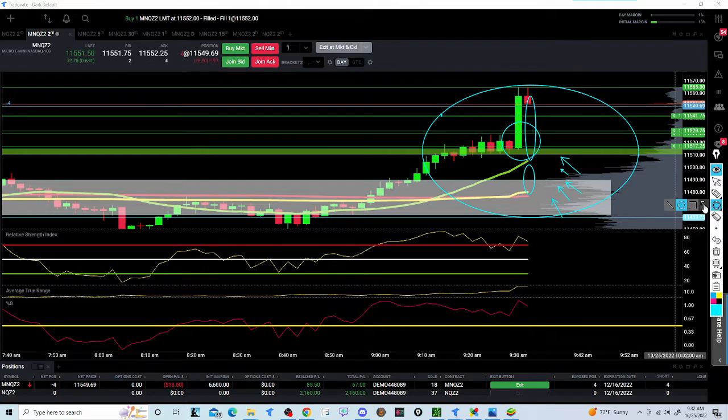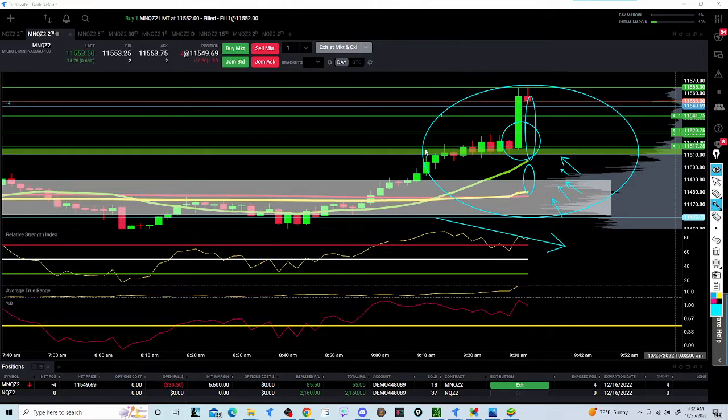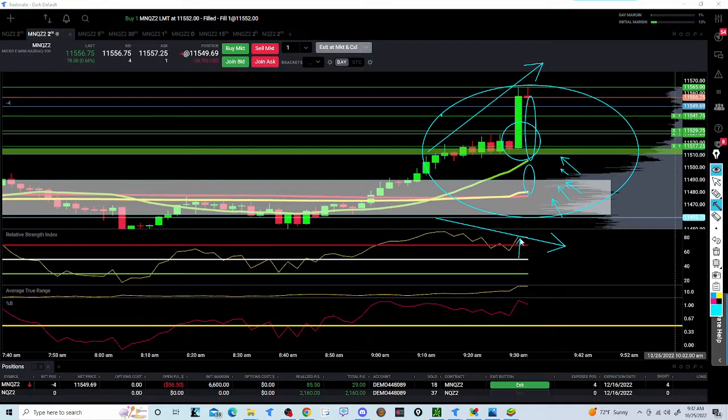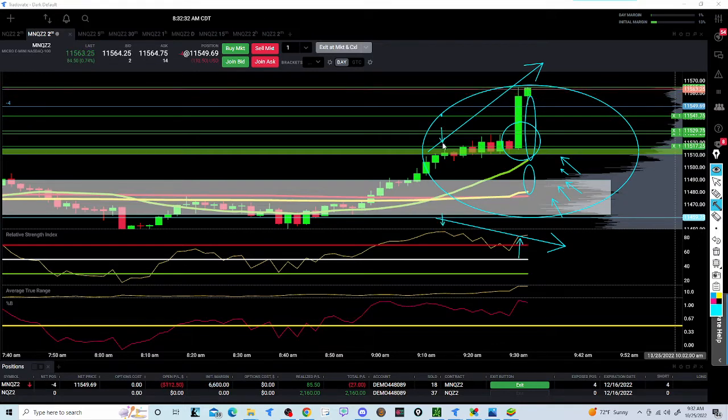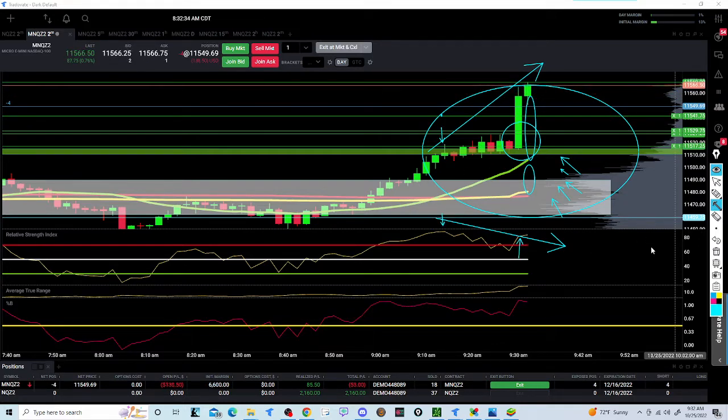Okay? Now, here's another piece of information. Look at this big bullish move. Did the RSI even come up to that point back here? No, it came down.